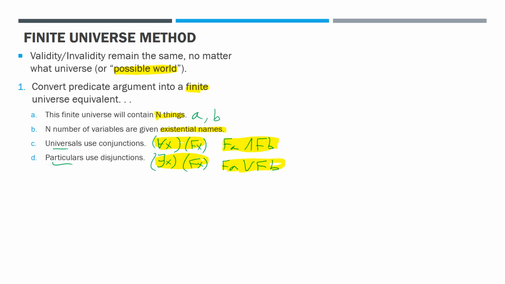There exists some x such that x is an f. Because we're dealing with some, we can say, well, because there's only two things, it's either Fa or Fb. And that's why I say that universals always will use conjunctions, particulars will always use disjunctions.